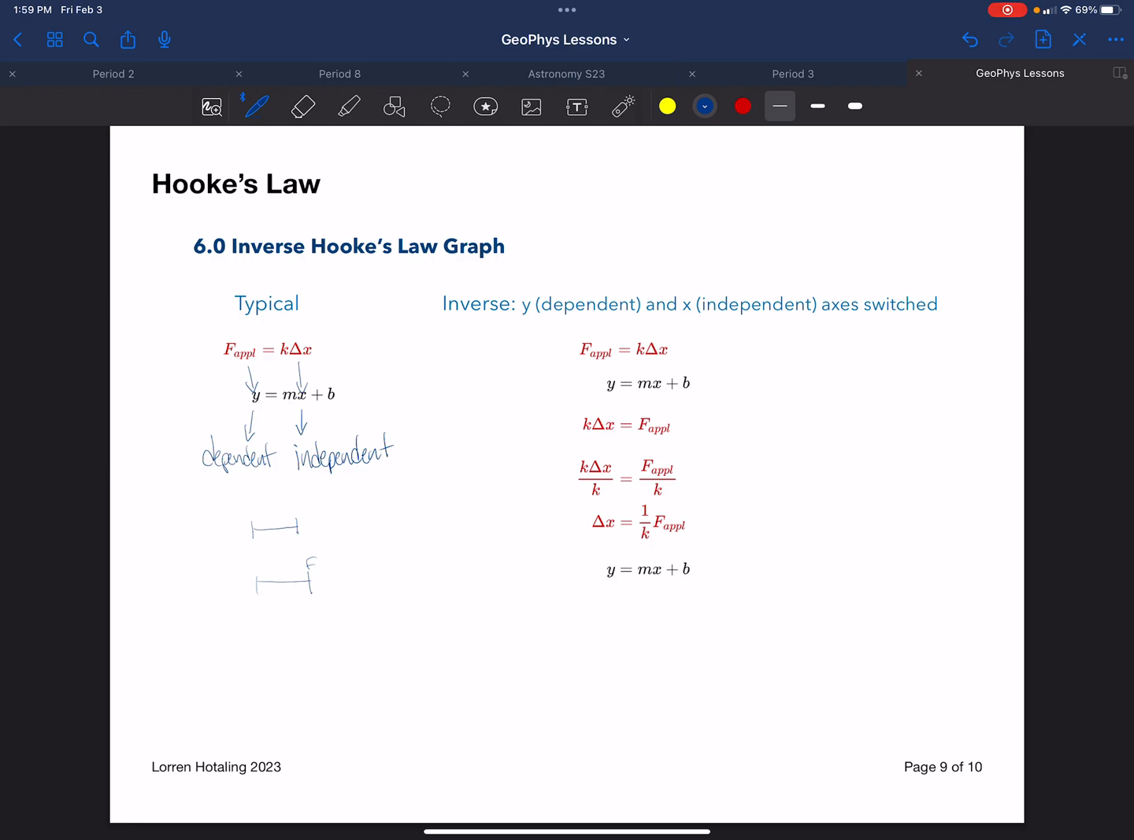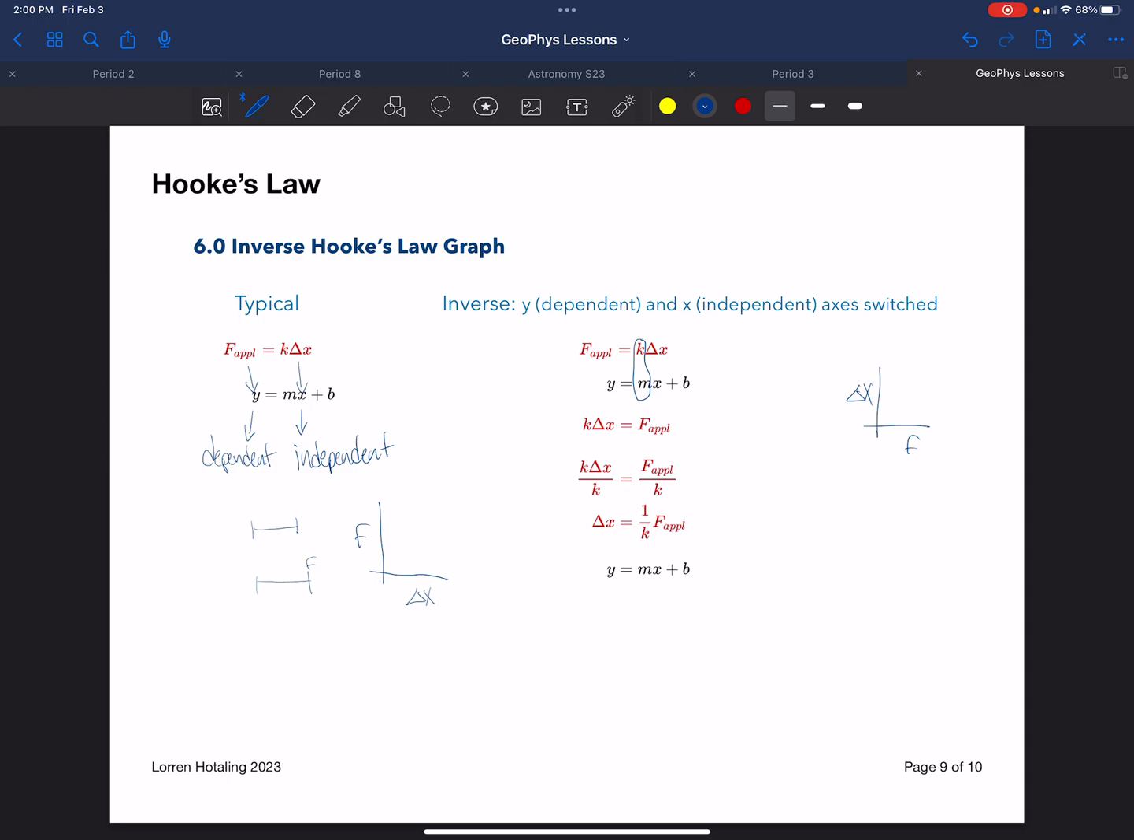So the inverse relationship, we have the y, which is the dependent, and the x independent. Our axes are switched. We saw previously where we have elongation and force. So that means here we have force and elongation. So what does that mean in terms of the equation? In terms of the equation, starting with the force applied equals the spring constant times the elongation, and we have our y equals mx plus b, we see that the slope is the spring constant.